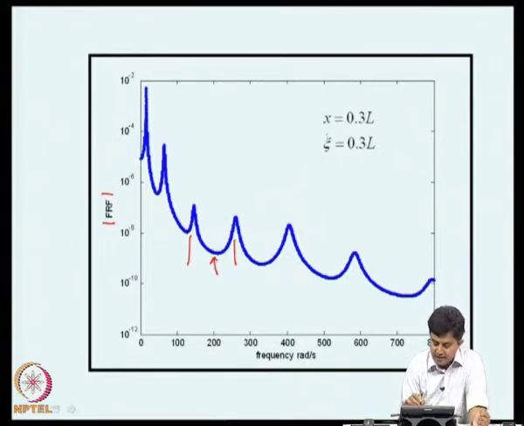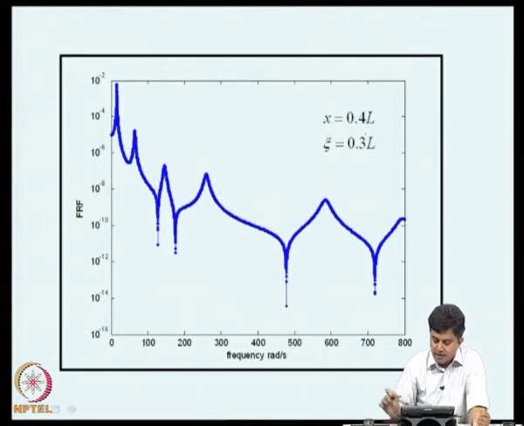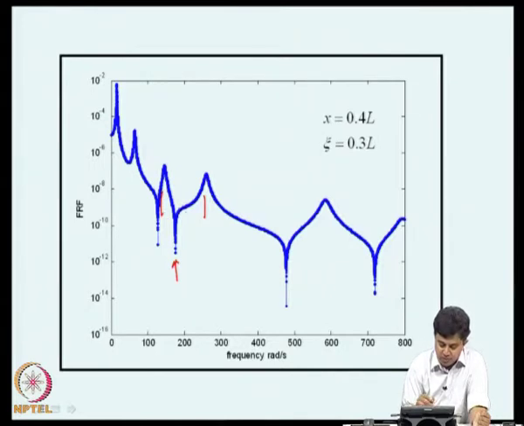Now, if you drive at a different point than where measurements are made, that means now you measure at 0.4 L, but drive at 0.3 L. Here again the frequency response function peaks at the natural frequencies, but between the two modes there is now a different kind of behavior possible. Again if you drive at this frequency, the response is mainly made up of contributions from this mode and this mode, but here the contribution from this mode cancels with the contribution from this mode, and we get an anti-resonance point.